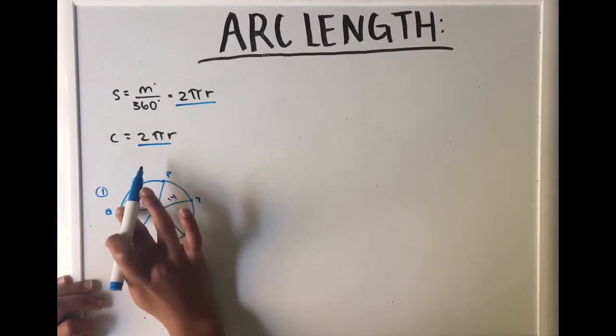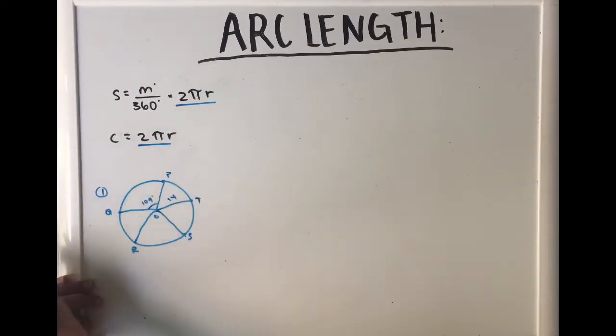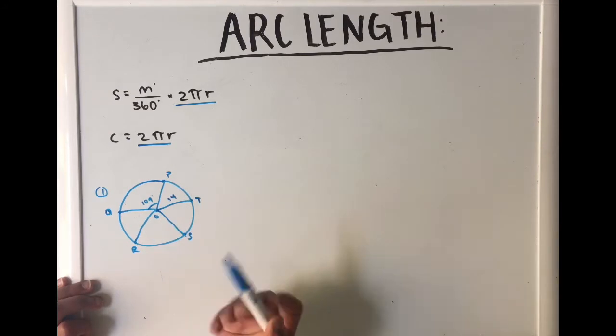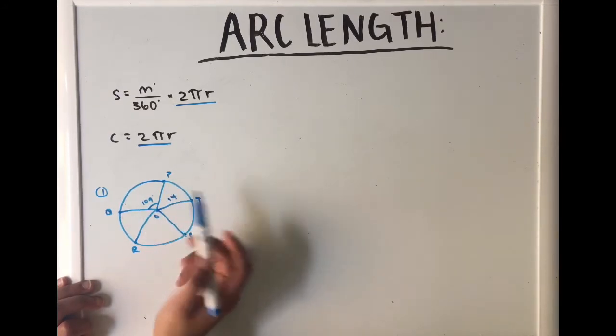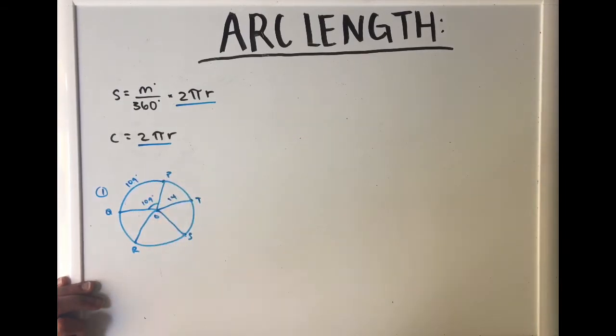While we know that the central angle is 109 degrees, that can help us to determine the measure of arc PQ. And if this is the central angle, the measure of arc PQ will also be 109 degrees. But we're told to find the length of that arc, and we use both of these equations to find that.